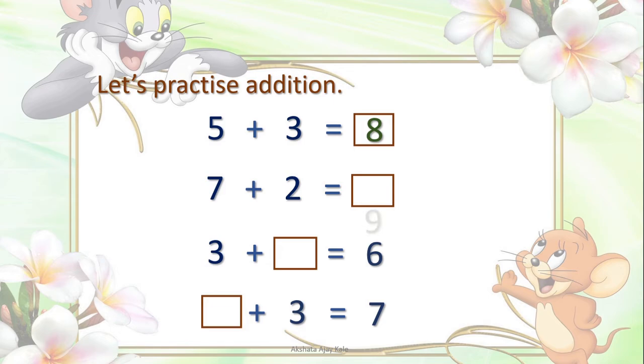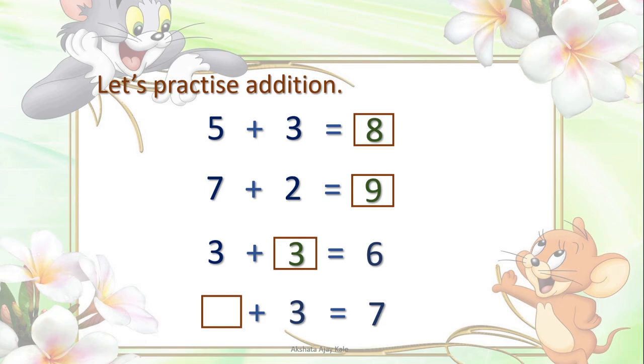9. Very good. In the third sum, 3 plus dash is equal to 6. The answer is 6. So the second number should be, yes, 3 plus 3. Very good.